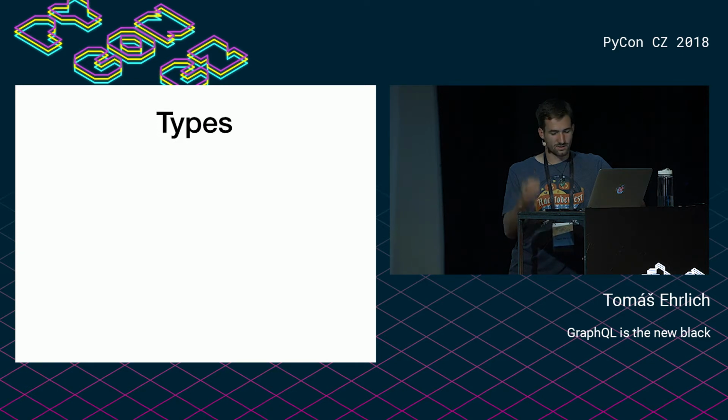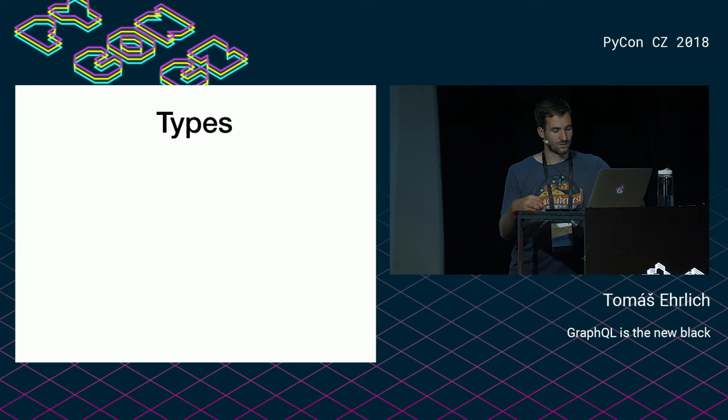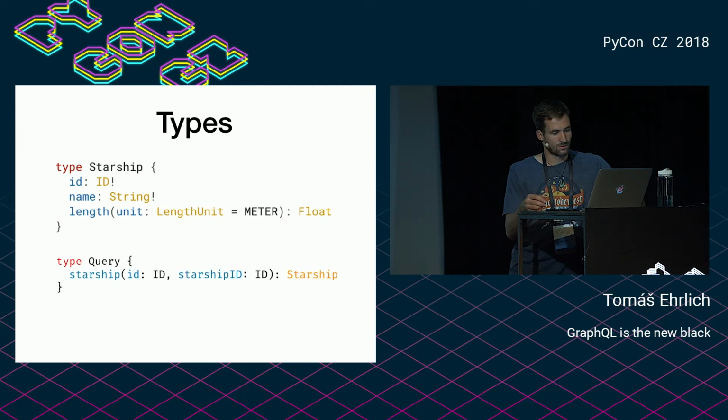So as I said, when you are defining your GraphQL API, you are writing a schema. And the schema is defined by types. Every value has its own type. And it's said that GraphQL is a strongly typed language. So apart from the built-in types like string, float, integers, you can create compound types like objects. In this case, it's a starship.